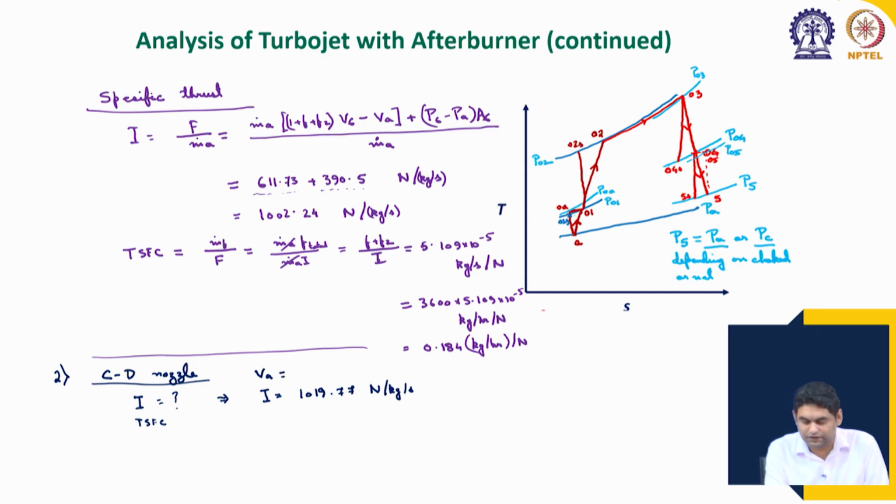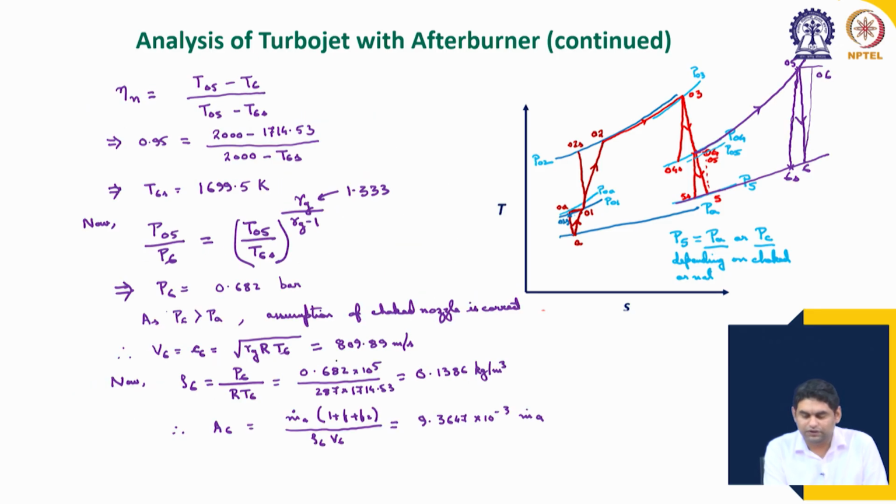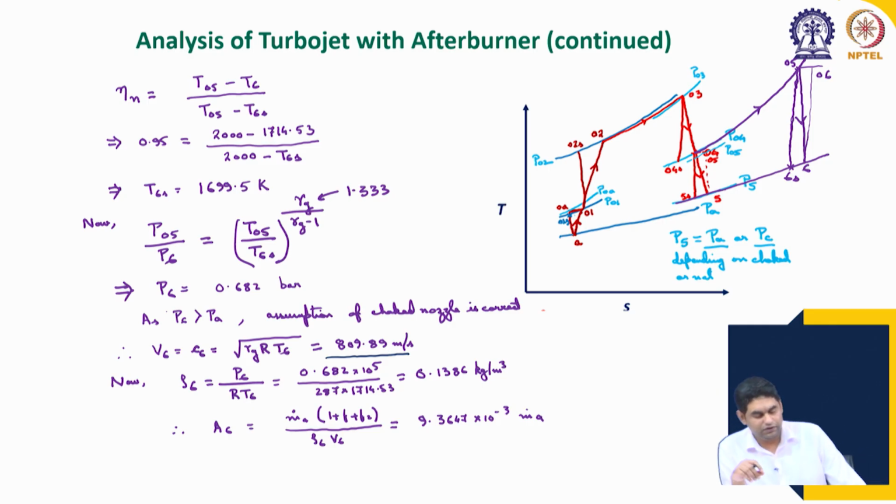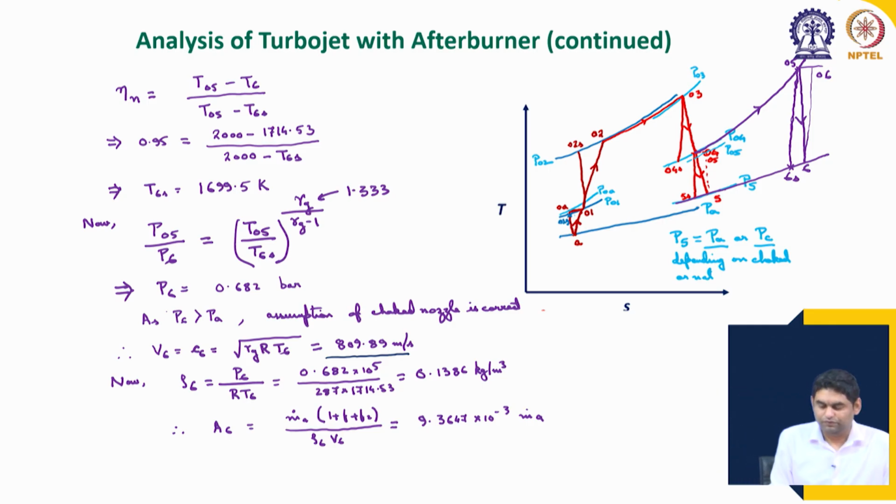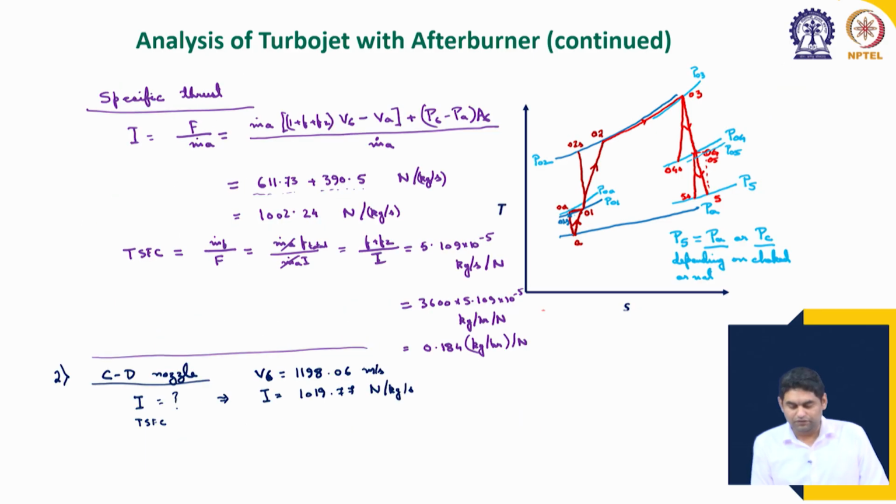So, the exhaust velocity in this case would have been much higher because of the use of the CD nozzle. This comes out to be 1198.06 meter per second. This is going to be significantly higher as compared to the convergent nozzle, where the velocity is limited to the speed of sound. So, 809.89, now it is 1198.06 meter per second.